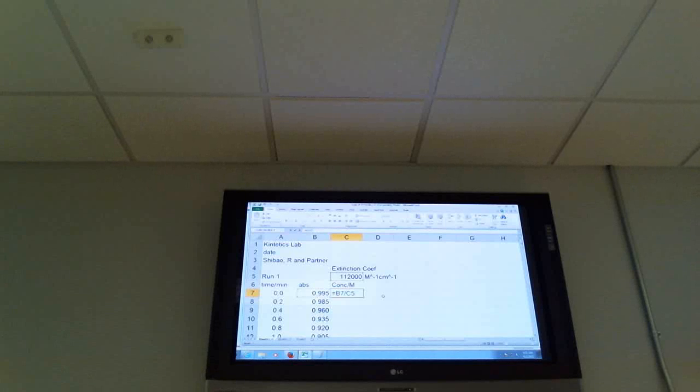You can put this equation in now if you want, if you're working on the data entry, but then the concentrations will pop up as you populate the cells. So go ahead and enter the equation in now.